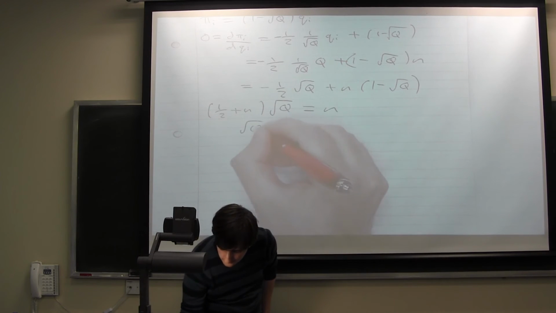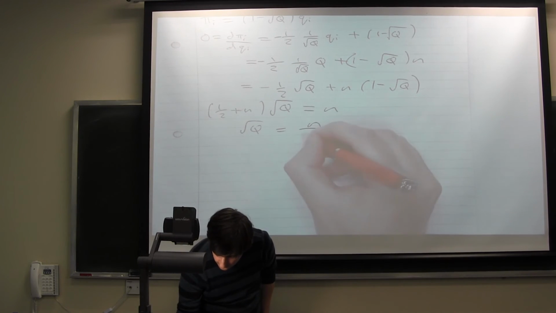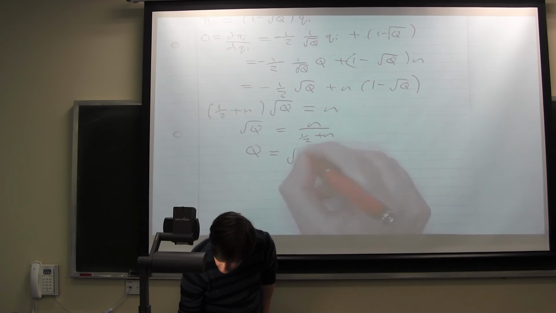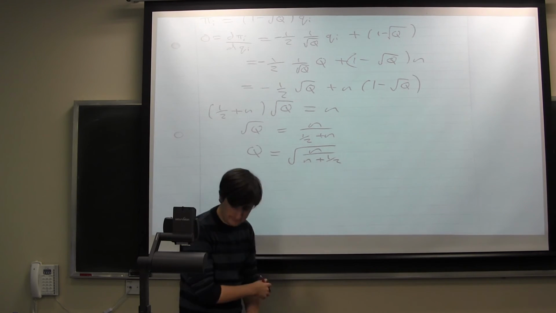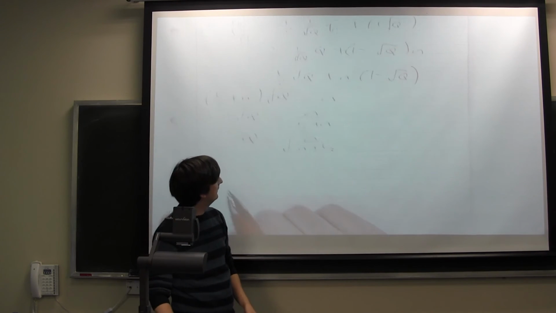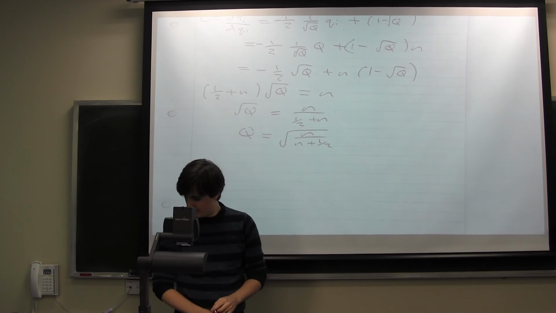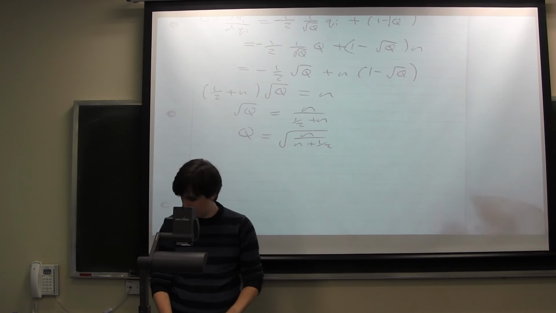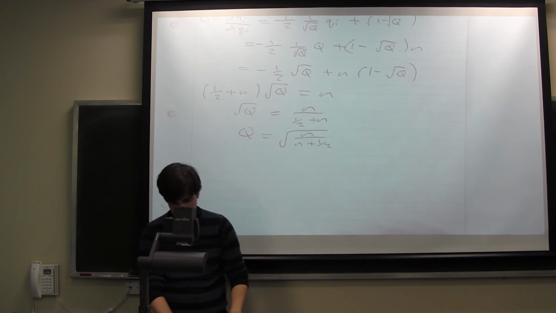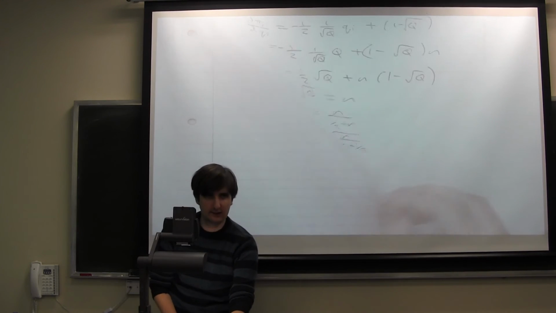Okay, so square root Q is equal to n over half plus n. So Q is equal to the square root of n over n plus half. Yeah, as we're running out of time, I'll leave it at that.